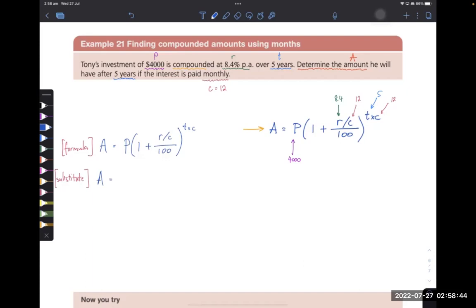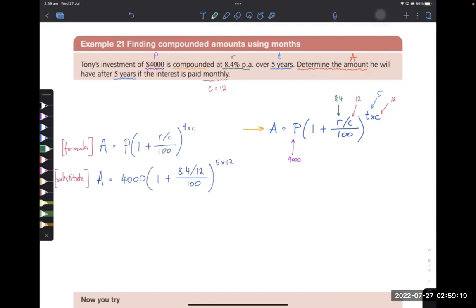So you've got A. We change the P to a 4,000. And I'm just looking at this section here, because we already have it there. 1 plus, instead of writing the R, I've got 8.4 over, or forward slash C, which is 12, all over 100. Close this bracket, and in the power here, we have 5 times 12.